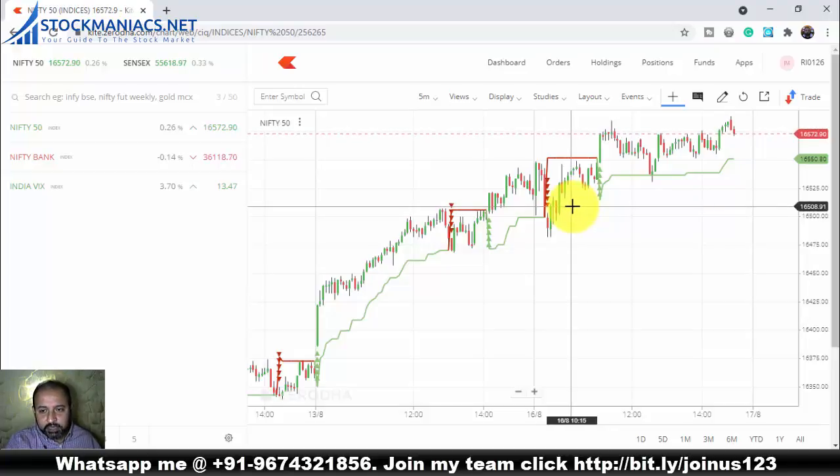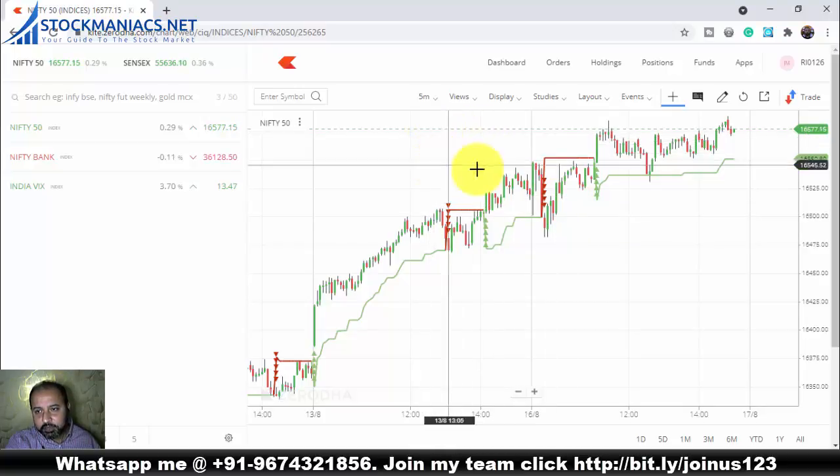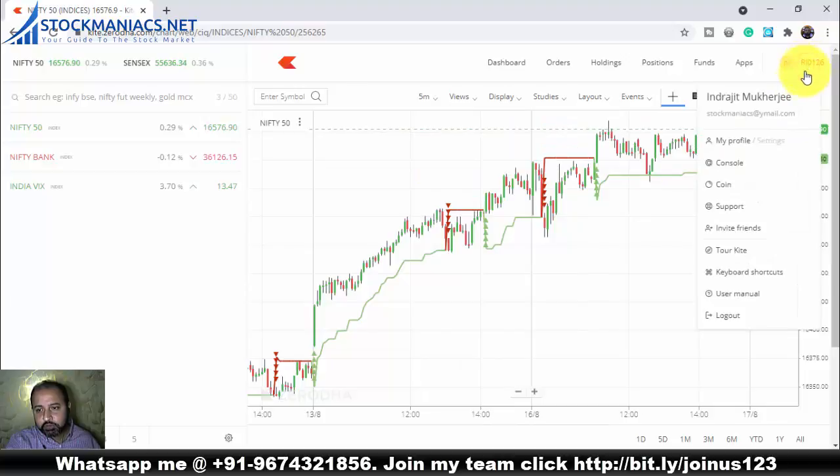So guys, for multi-time frame price action we need to open more than one chart. So you can open more than one chart in all the versions of Kite. Zerodha Kite has 2 versions.